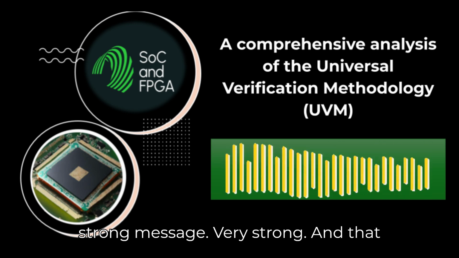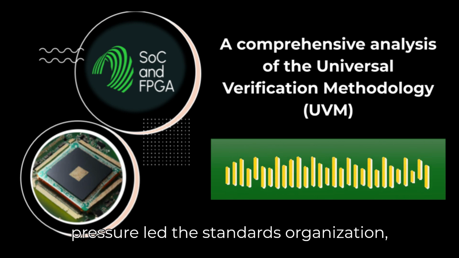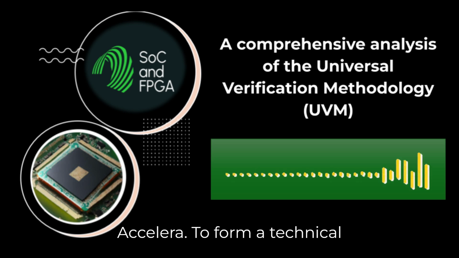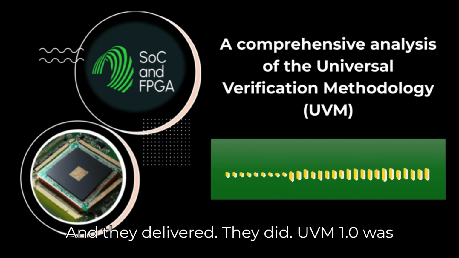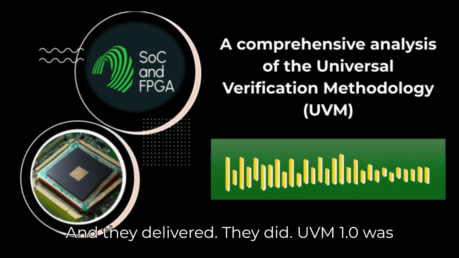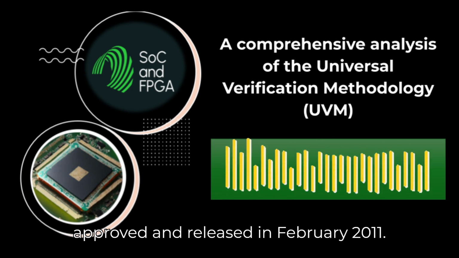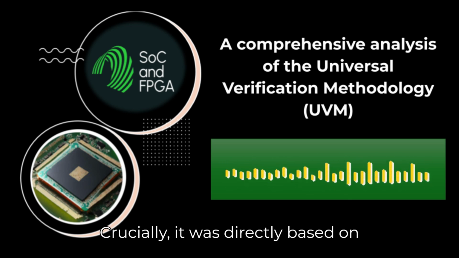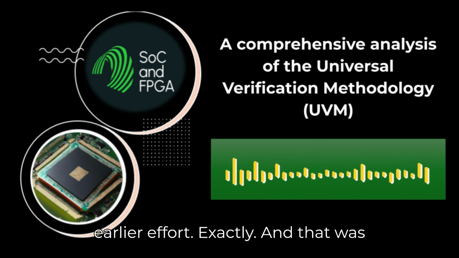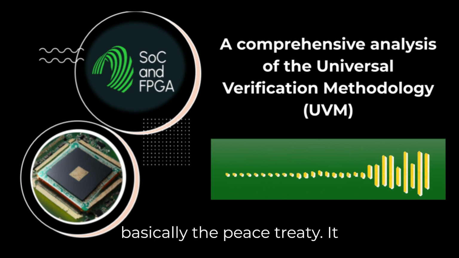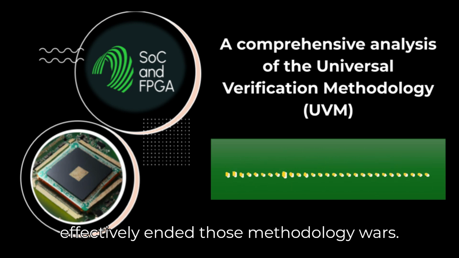Very strong. And that pressure led the standards organization, Accellera, to form a technical subcommittee. That was December 2009. And they delivered. They did. UVM 1.0 was approved and released in February 2011. Crucially, it was directly based on OVM 2.1.1. So it built on that earlier effort. Exactly. And that was basically the peace treaty. It effectively ended those methodology wars.